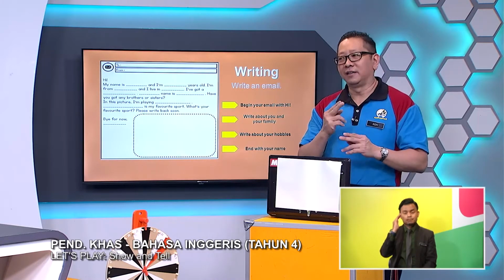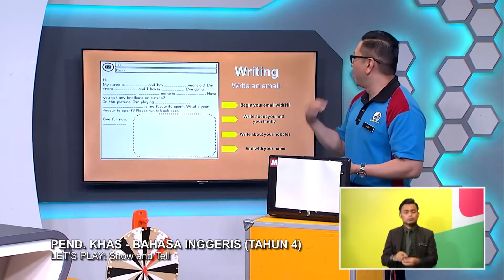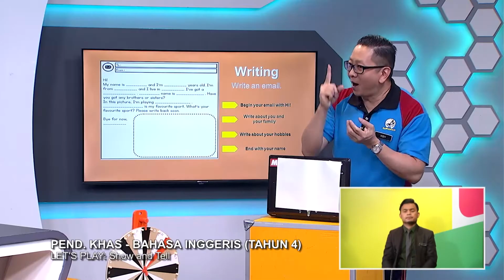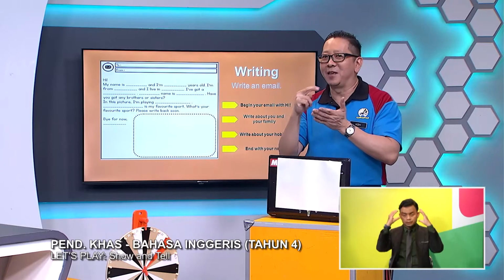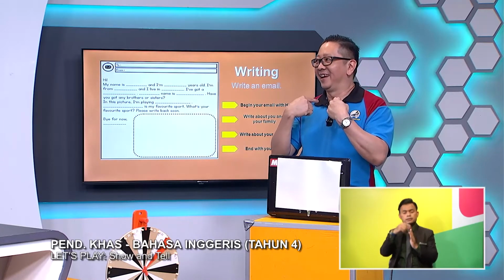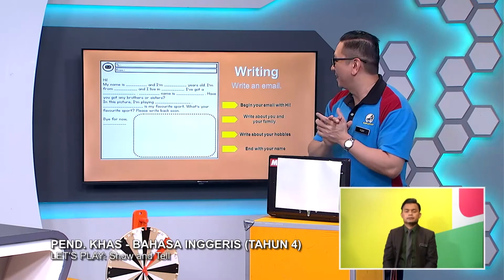End with your name. Okay, we repeat again, Hanif. First one, begin with hi. Next, write about you and your family. And last, number 3, write about your hobbies. Last one, end with your name. All right. Shall I give you 1 minute to write an email to me? Okay. I will give you 1 minute.